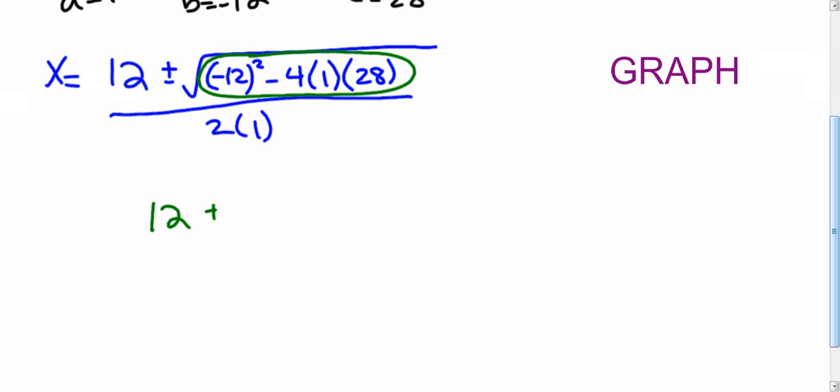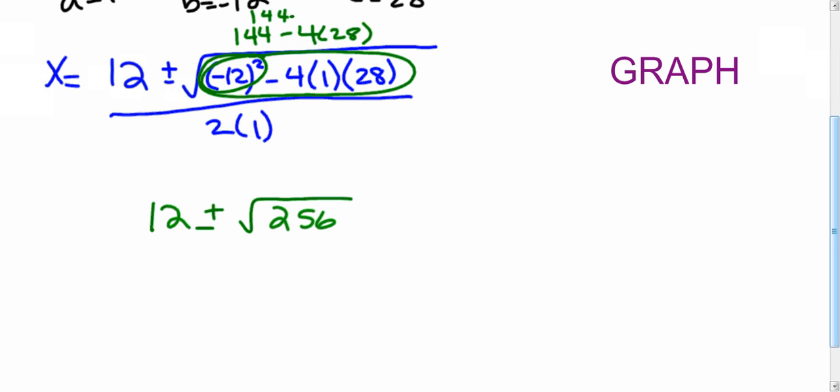So then I will have 12 plus or minus the square root of 256. Again, put that into your calculators. This is 144 minus 4 times 1, which is 4 times 28. Oops, you know what, this should be negative 28. c is negative 28, sorry. 4 times negative 28, so then this becomes positive 112. So 144 plus 112 is where I get the 256, and then on the bottom, 2 times 1 is 2.